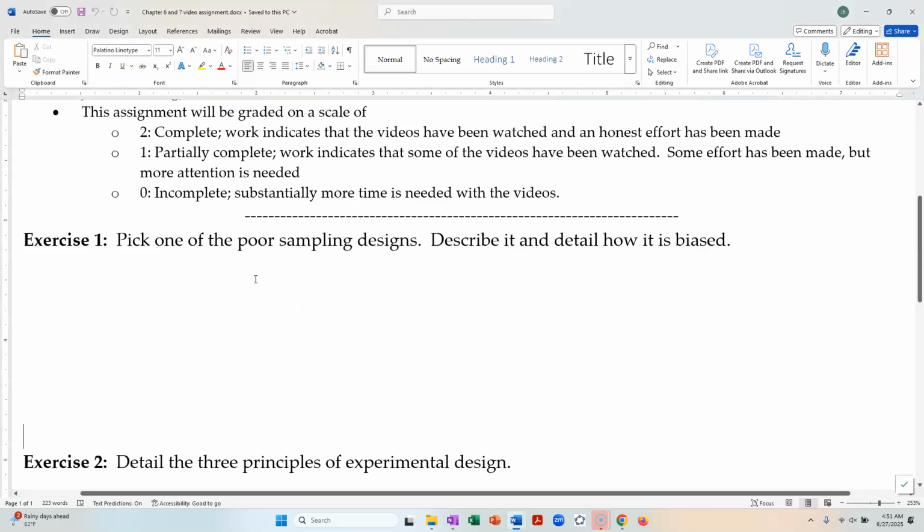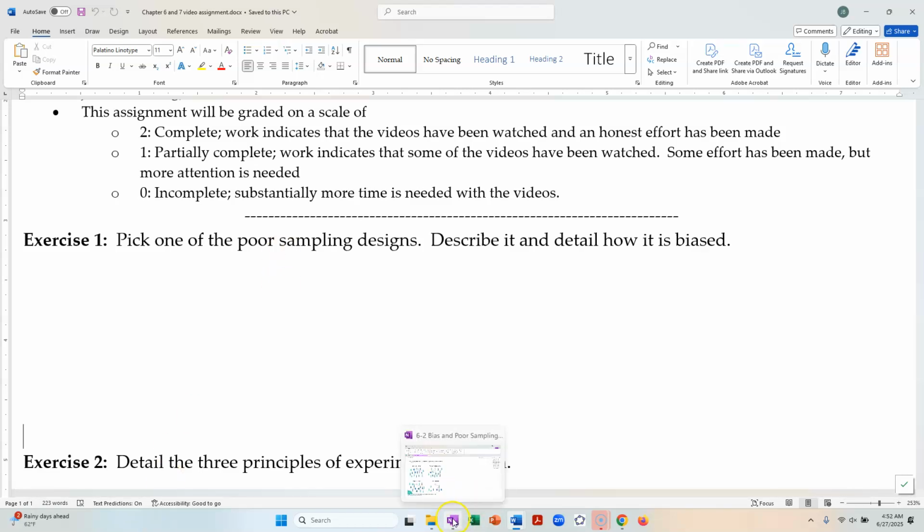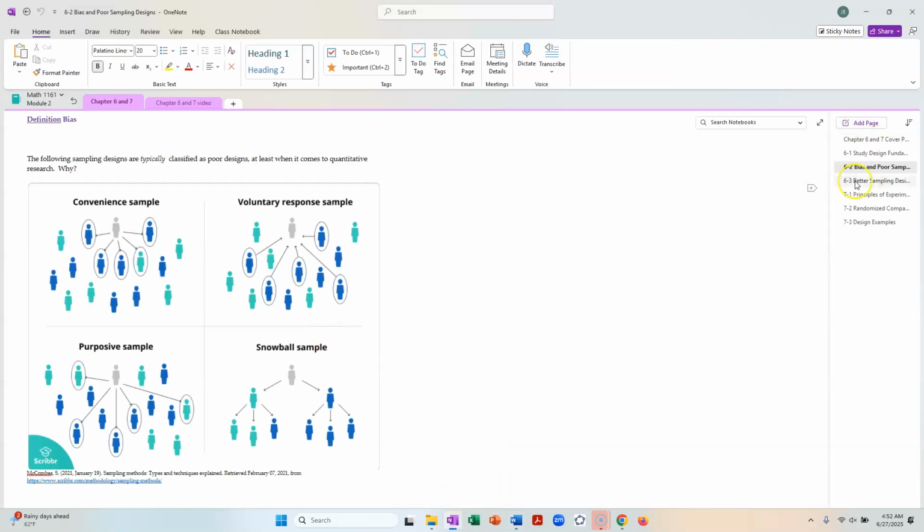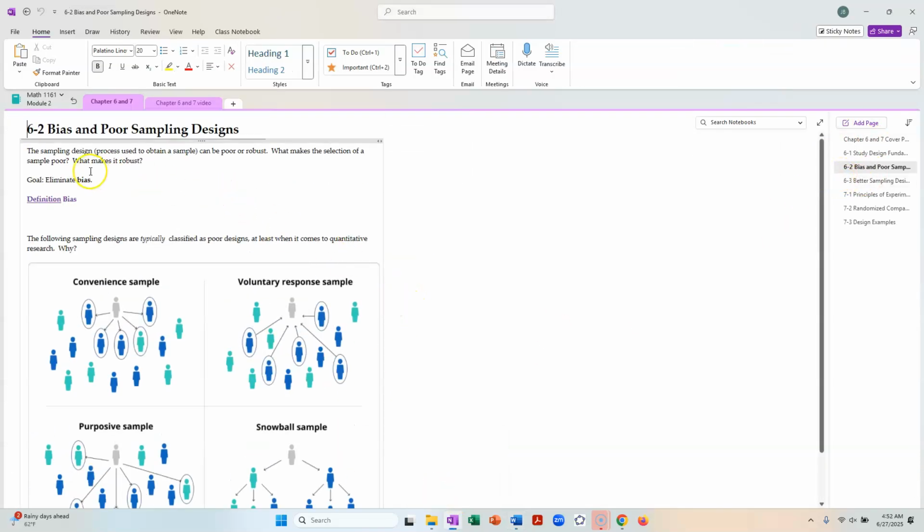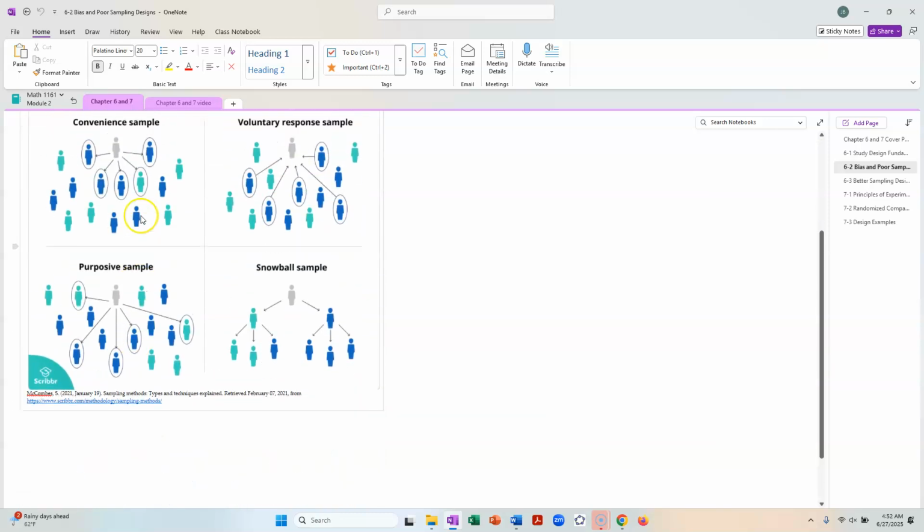So exercise 1 from chapter 6 and 7 says, pick one of the poor sampling designs, describe it and how it is biased, right? So the intent here, I'm not going to do the writing because there's actually multiple answers, but is to go back to video 6-2 and identify some of these, right? So there's 4 of them to pick from, and then why are they biased?